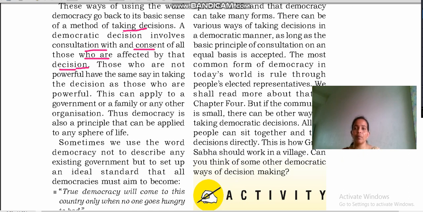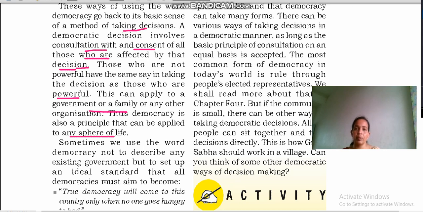Those who are not powerful have the same say in taking the decision as those who are powerful. This can apply to the government, a family, or any other organization. Thus, democracy is also a principle that can be applied in any sphere of life. We can apply democracy anywhere in our life. Sometimes we use the word democracy not to describe any existing government, but to set up an ideal standard that all democracies must aim to become.